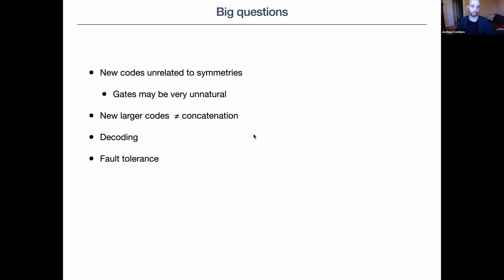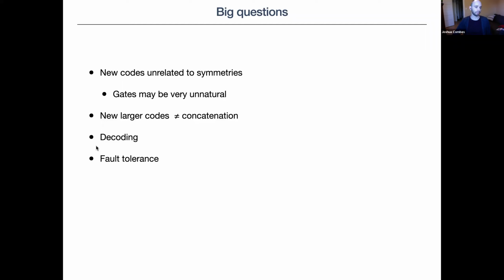There's a bunch of big questions. I think one of the quests in qubit codes has just been to find the best code possible. So you might think that if you just ignore finding codes inspired by the symmetries of phase space, you might be able to find codes that are better than the ones we have. However, the gates might be unnatural. Another big question would be thinking about larger codes without concatenating them with a qubit code, such as a surface code or whatever qubit code you're interested in.